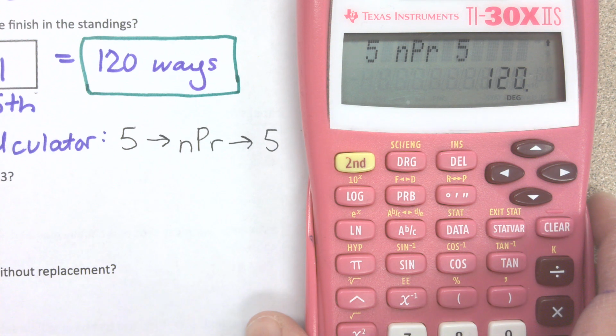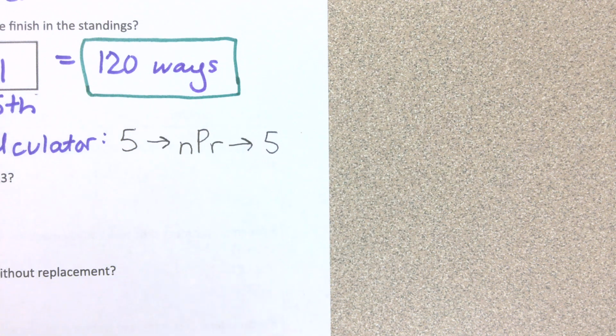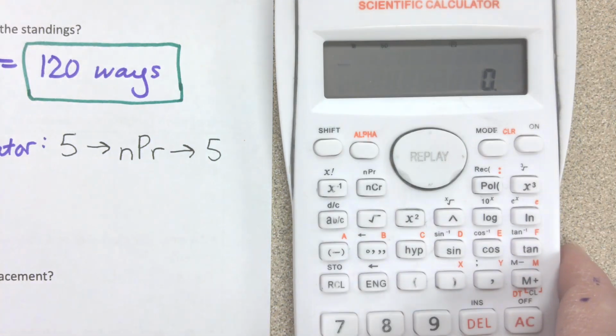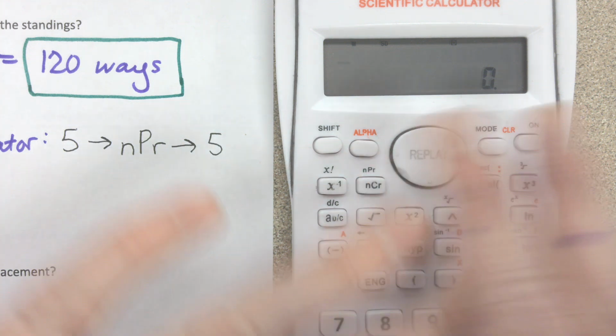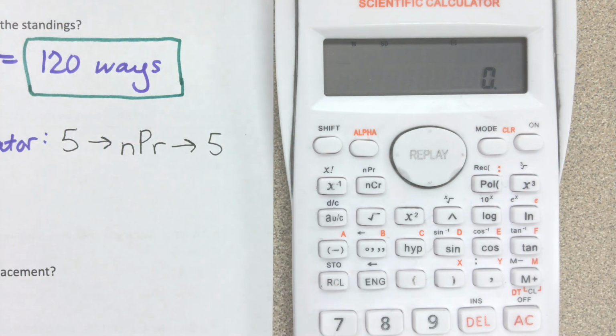If your calculator is completely different from mine, try to find it on your own. And if you can't figure it out, come talk to me afterwards. I'll be happy to take a look at it for you. The white calculator, the button is directly on the calculator itself. You don't have to go into a menu, which is nice.